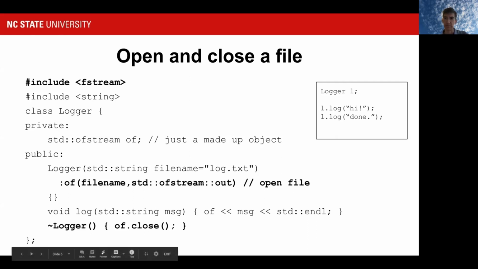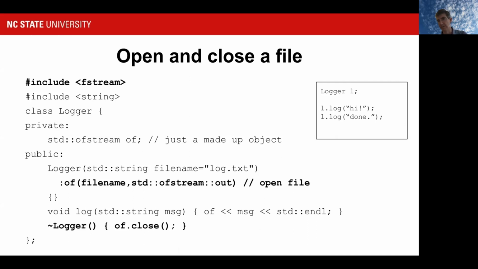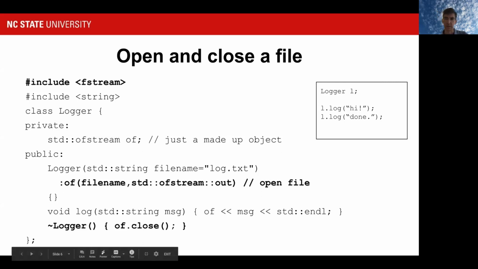Here's an example of how we could use the logger. We could just instantiate an object instance called L of type logger. And then we could call the log member function to write hi to the file. And then we could write done to the file. And then when this function ends, it'll destroy the logger object and trigger the destructor to be called, which will close the file and ensure that the contents of the file are safe.